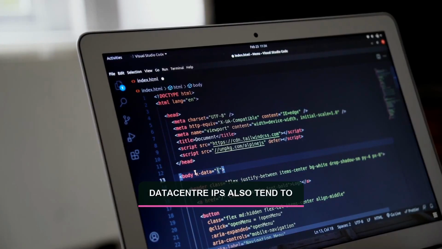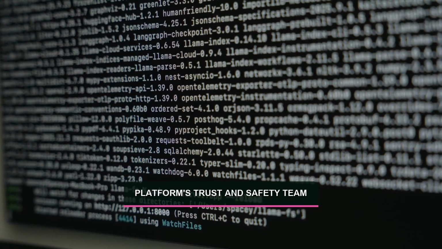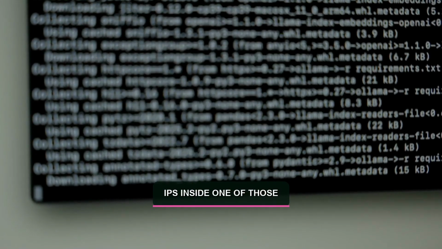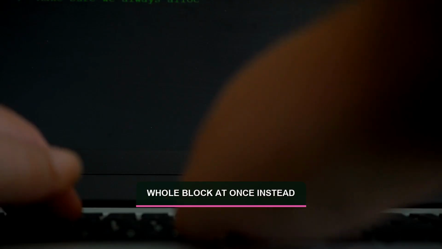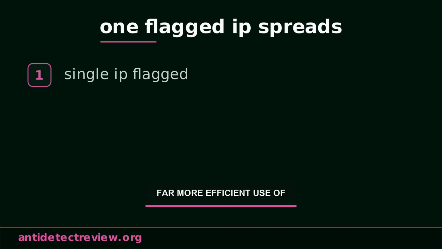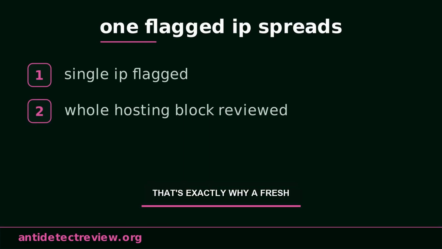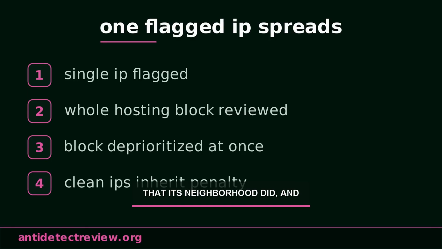Data center IPs also tend to sit in large, contiguous blocks that hosting providers buy in bulk to resell. Once a platform's trust and safety team flags even a handful of IPs inside one of those blocks as abusive, it becomes cheap for them to deprioritize or challenge the whole block at once, instead of chasing individual addresses one by one, because that's a far more efficient use of their own moderation budget than investigating each connection on its own merits. That's exactly why a fresh data center IP can work perfectly fine for a while and then suddenly run into harder scrutiny with no warning. It's not that the specific IP did anything wrong, it's that its neighborhood did, and you inherited that reputation the moment you were assigned it, through no fault of your own.